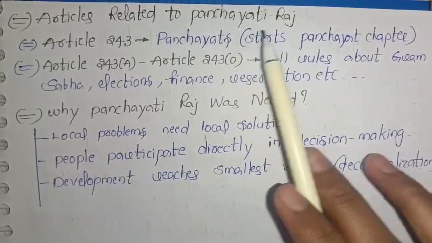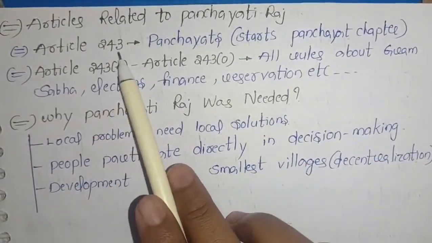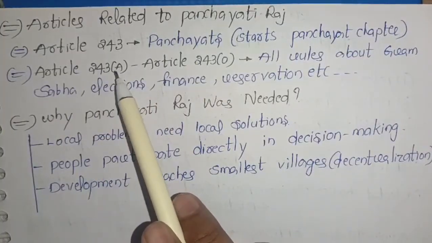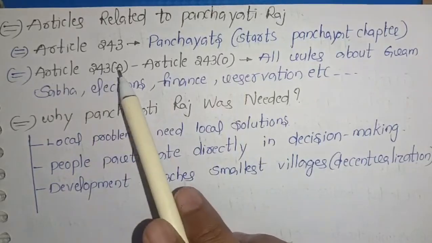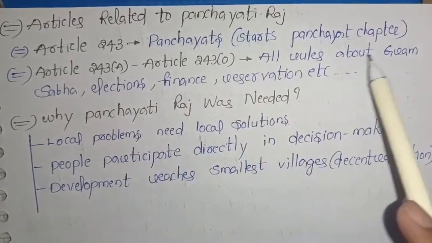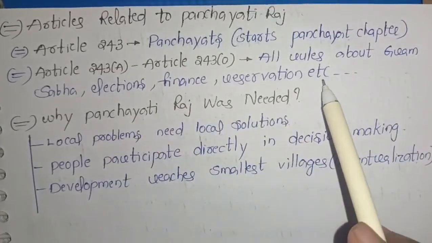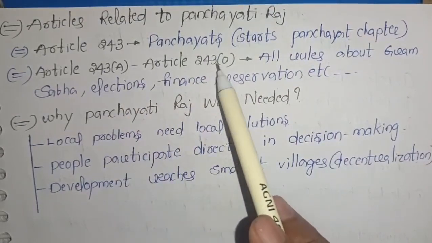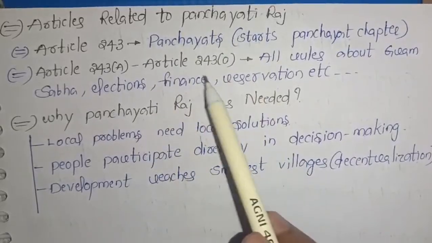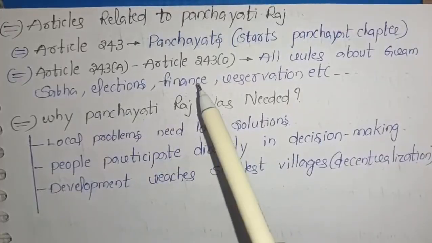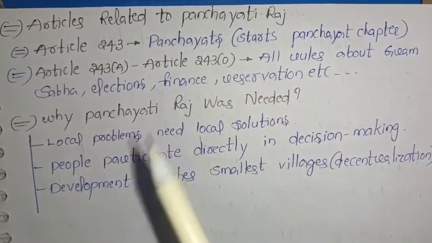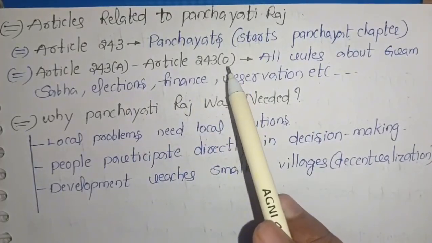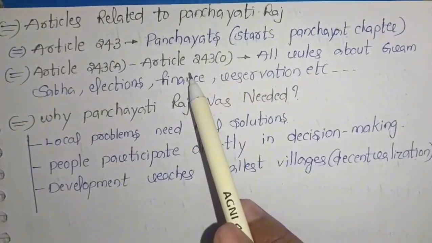Now let's discuss the articles related to Panchayat Raj. Article 243 describes the panchayats. Here, the panchayat chapter starts. Article 243A to Article 243O describes all the rules about the Gram Sabha, elections, finance, reservations, etc. Panchayat Raj comes under Article 243A to Article 243O. Until here the Panchayat Raj will come. In our constitution, Panchayat Raj is Article 243A to Article 243O. I hope this will be helpful for your competitive exams.